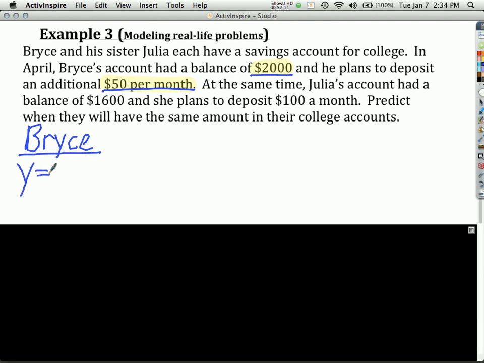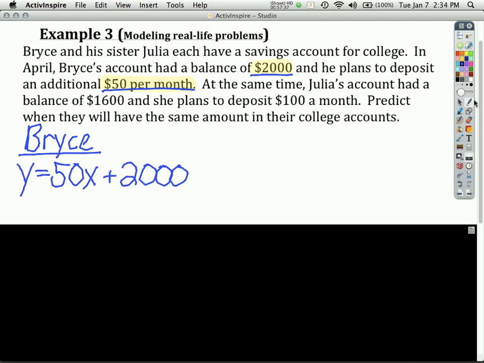Y equals, and we're going to stick with an X just because we're using X's and Y's, 50, and he said M because of month, but we're just going to use X. Y equals 50X because it's the rate times the number of months, but you have to add in his starting point, which is the $2,000, the flat fee. So now we have an equation to describe Bryce's scenario. Anyone have any questions about that?